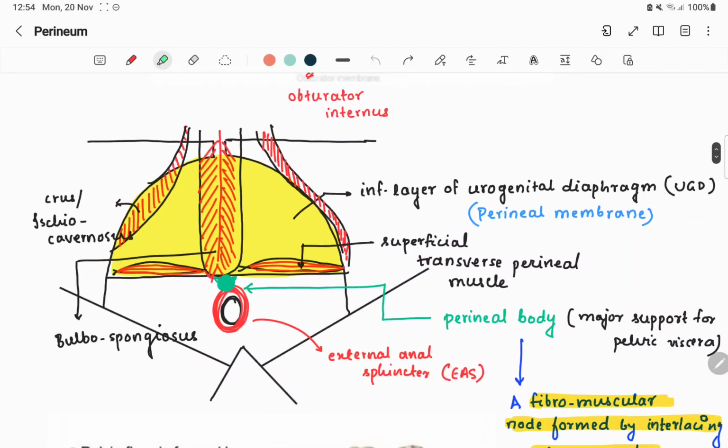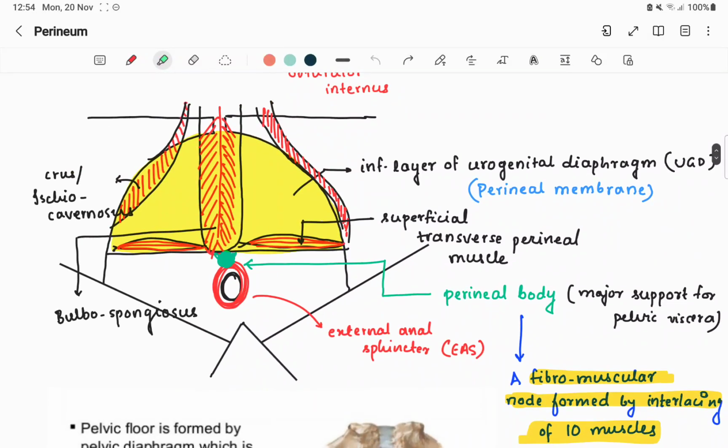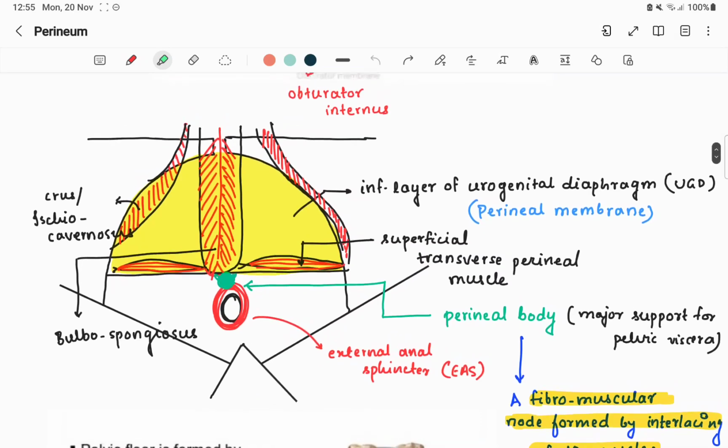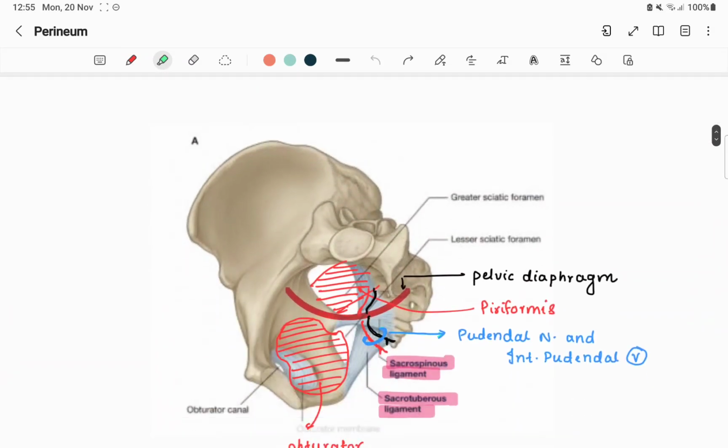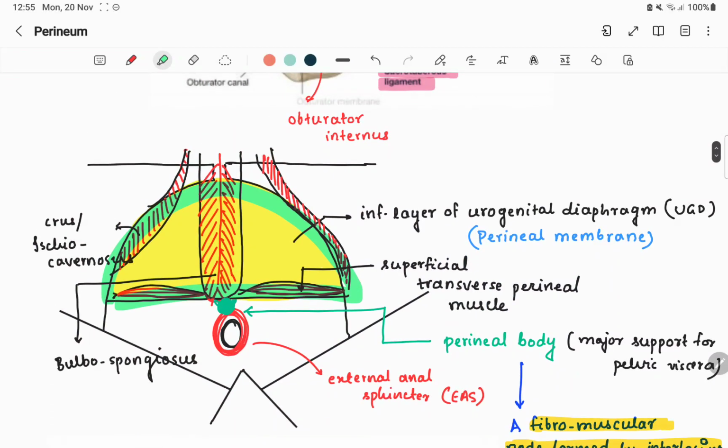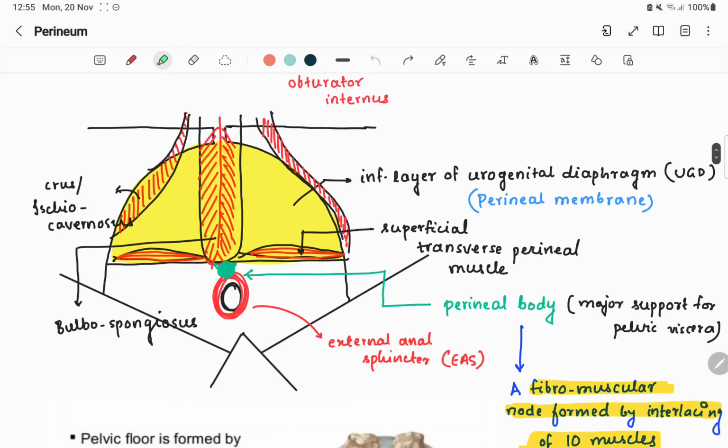This is another diagram which is showing other muscles of the perineum. This is the inferior layer of the urogenital diaphragm. We told it's a perineal membrane. Talking about this inferior layer of urogenital diaphragm, we have three muscles: the ischiocavernosus, the bulbospongiosus, and on this side your ischiocavernosus. Two ischiocavernosus muscles are there and one bulbospongiosus muscle, and this green structure is called the perineal body.